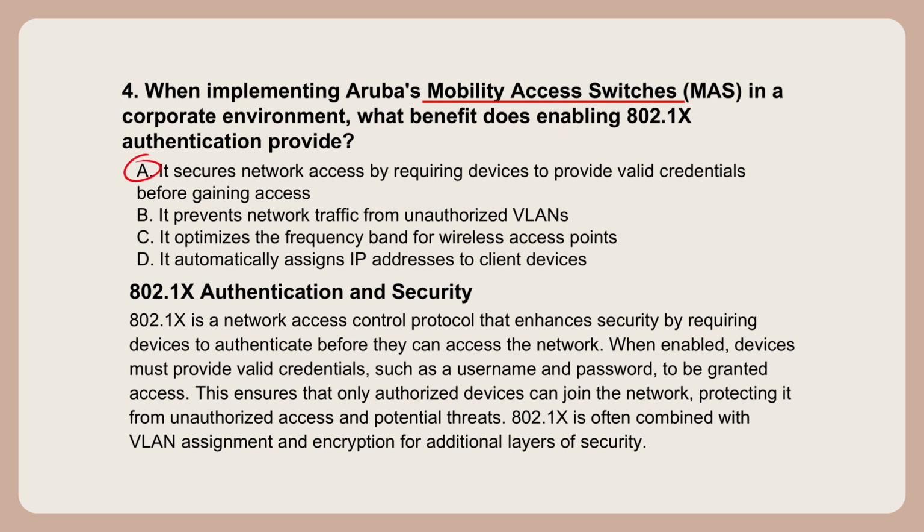Now, option B, preventing traffic from unauthorized VLANs. While 802.1x can be part of a broader VLAN security strategy, it's not its primary function, is it? No, its primary function is that initial authentication, making sure that only authorized devices can even get on the network in the first place. Right, it's that first line of defense. Exactly. And options C and D, optimizing frequency bands and assigning IP addresses, are separate functions handled by other parts of the network infrastructure. Right, wireless access points and DHCP servers, respectively. So 802.1x is really laser focused on that initial authentication step. Absolutely. It's all about verifying identity at the point of entry.